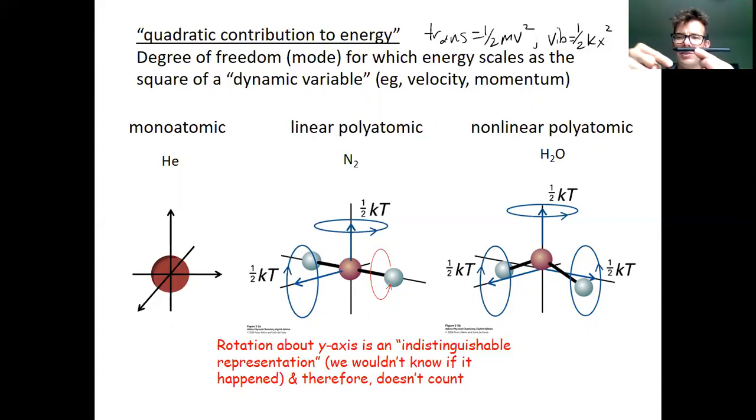The rotation this way, when I'm actually flipping it with my pen, is now called an indistinguishable representation. I couldn't decipher the molecule if it had rotated along that axis, so it doesn't count. Last but not least, we have nonlinear polyatomics. Water would be an example. 3 translational, it has vibrational degrees of freedom, and now it has 3 rotational degrees of freedom. It could now rotate along the axis.